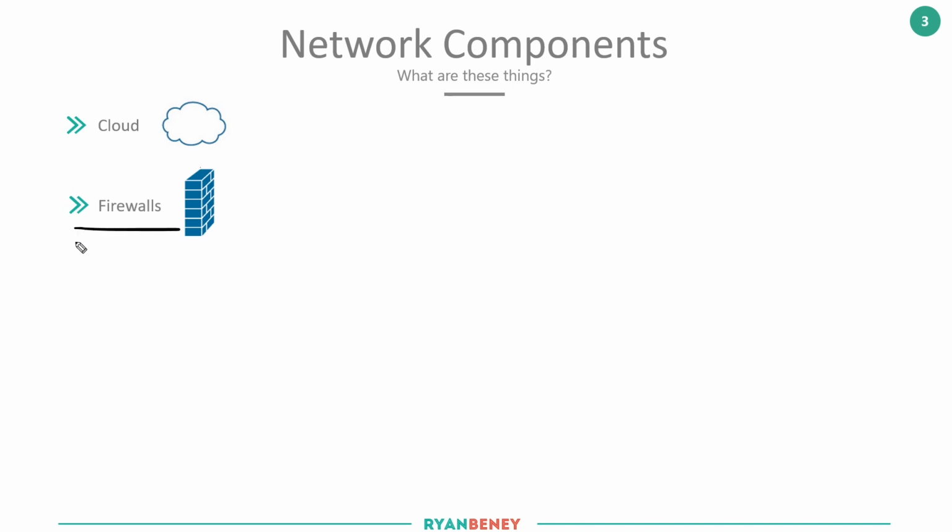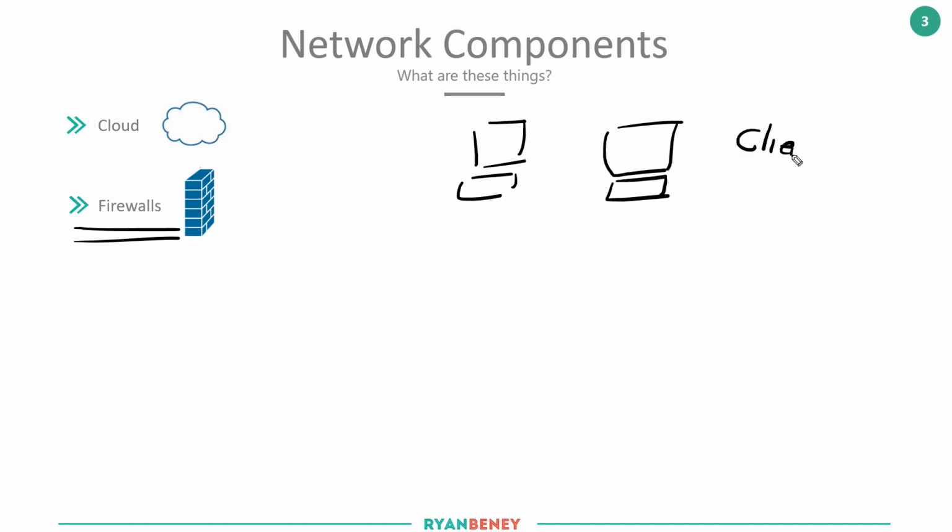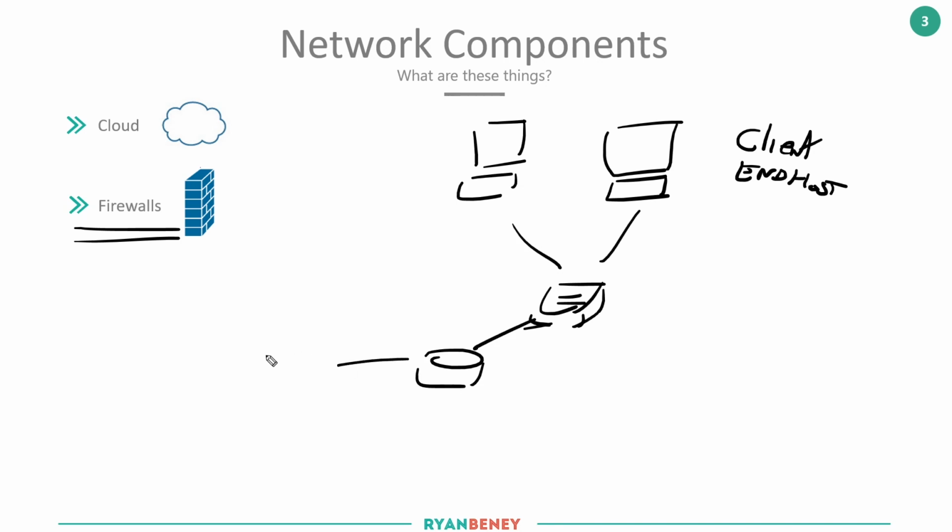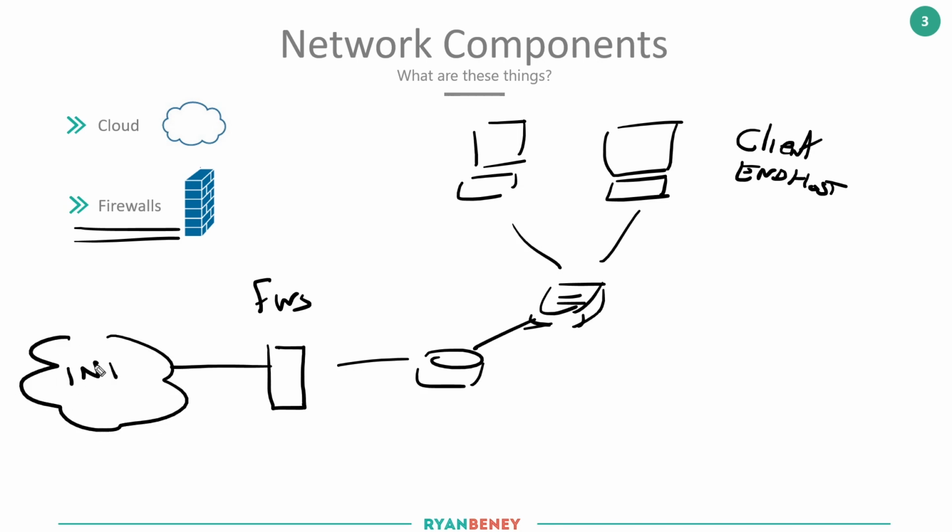Firewalls are ultimately a bit of equipment that allows us to secure our network. So I'm going to draw it one more time, because the more we draw this, the more we remember it. We have our clients, which are the end hosts, which again is you as an individual. The clients connect to switches to be able to speak to each other. The switches normally connect to routers, and then the firewalls before the internet.